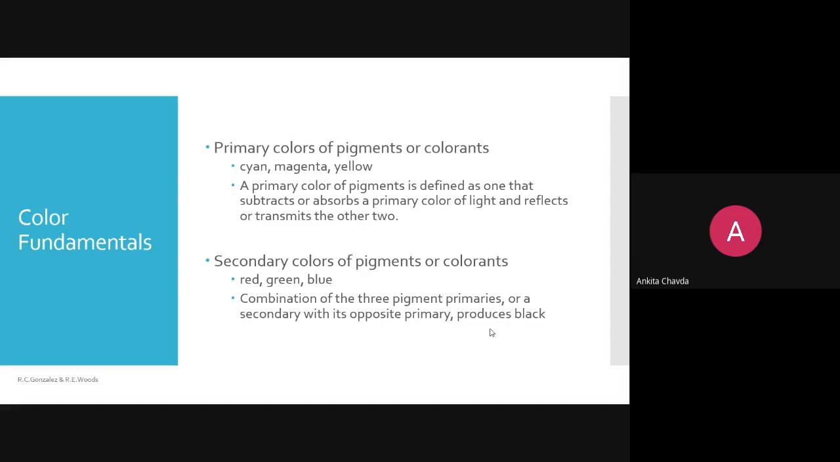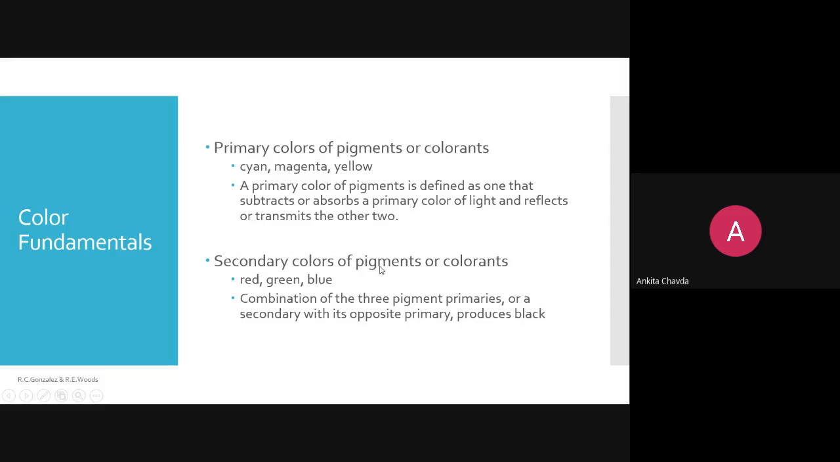How? That we'll see. The primary colors of the pigments or the colorants are cyan, magenta, and yellow. A primary color of the pigments is defined as one that subtracts or absorbs a primary color of the light and reflects or transmits the other two. It means that here the primary colors are actually absorbed. Okay, so what is reflected would be cyan, magenta, and yellow, because that is totally opposite to RGB, right?